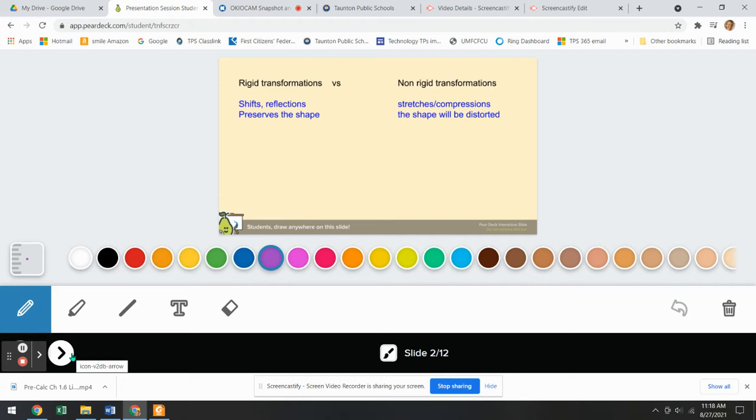So here's a good chart, rigid transformations versus non-rigid. Rigid just means that it preserves the shape. And when you studied it in geometry, it preserved the shape and the size, nothing changed. So the examples that we're doing in Algebra 2 are shifts, which you knew in geometry as translations, and reflections, which are flipping things. Non-rigid transformations change the shape, it will become distorted. What we're going to look at here are stretches and what the book calls shrinks, but I feel like that's a verb, so I use compression. So stretches and shrinks, I guess, would be the most appropriate thing.